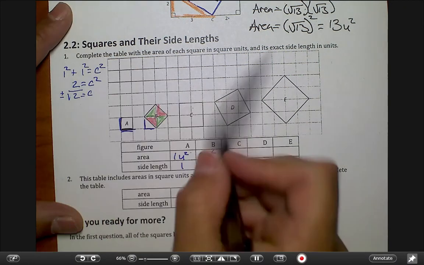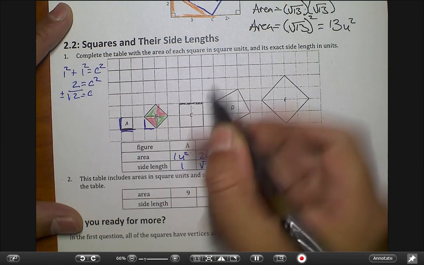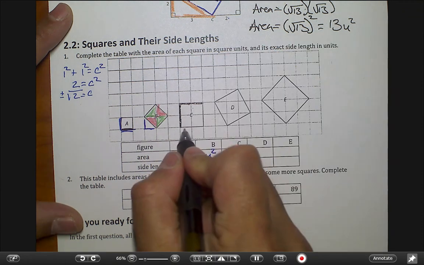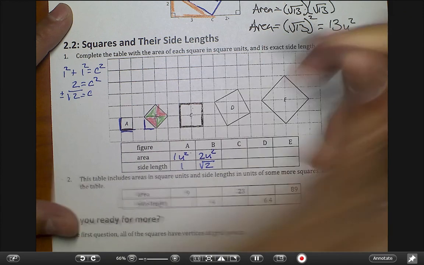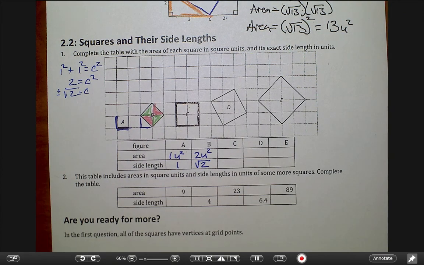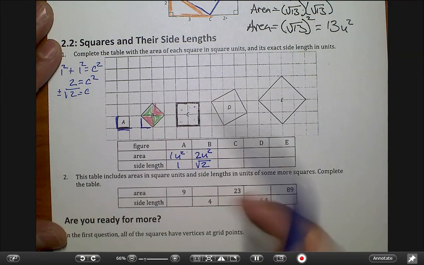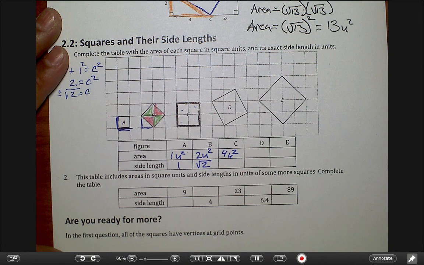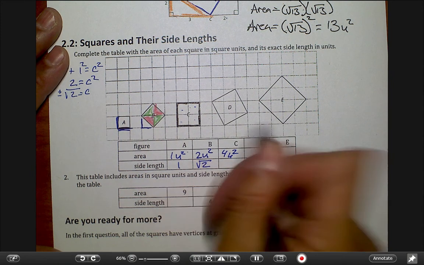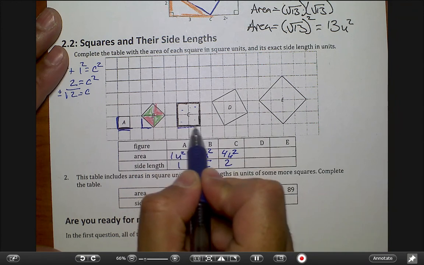Next one. I got to try and darken this one in. This one's not very good. Last time I went over this, I actually skipped c for some reason. I couldn't even see it. It's too lined up good. All right. What's the area of c going to be? 4. There's 4 squares, isn't it? 1, 2, 3, 4. 4 square units. So 4 units square. What's the side length going to be? 2. Because look, side length is from here to here, right?